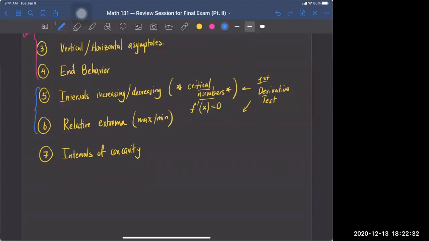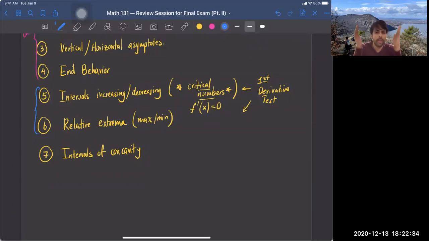In a way, you could think of it as: the number of critical numbers that I have, you add 1 to figure out how many test points you have. But just by looking at it on the number line, it's kind of intuitive to figure that out. For the intervals of concavity, though, you need to use the second derivative. So again, it's all kind of repetitive.